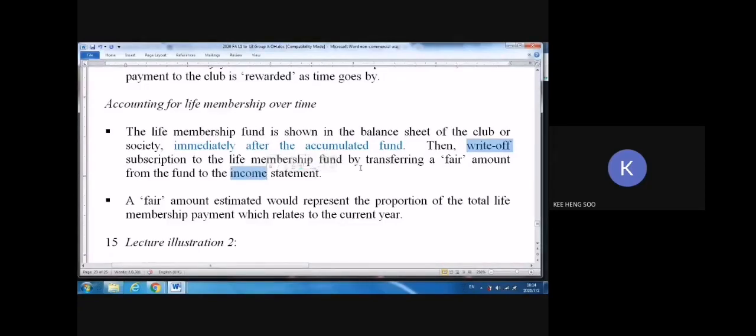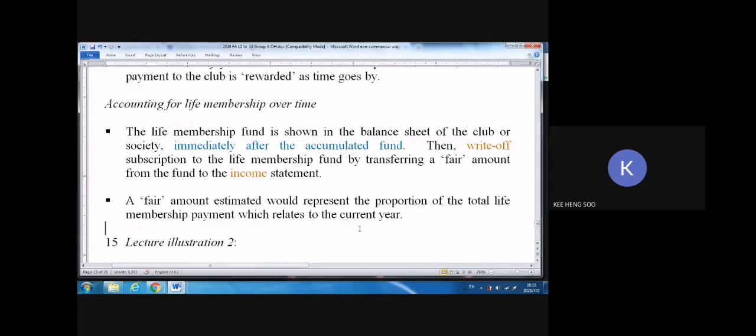When you receive this life membership fund, say for example, 1 member pays 1,000, 100 members will be 100,000. It will be your fund forever. But why do you keep the money forever? Number one, there are some very old club societies that keep the money for 10 years, 20 years, 50 years, 100 years. Imagine after 100 years, will the member still be alive? Most likely the member is no more there. So the money is still there.